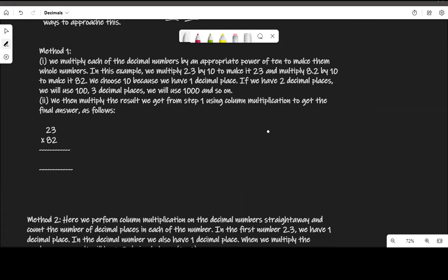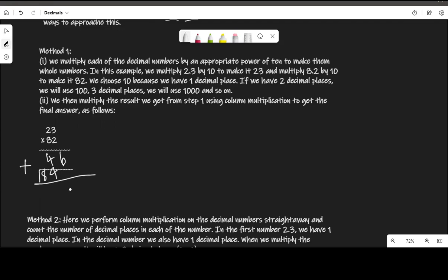So when we multiply 2.3 by 10, we have 23. When we multiply 8.2 by 10, we have 82. Then we can do the normal multiplication that we are used to on these numbers. For example, 2 times 3 is 6. And 2 times 2 is 4. 8 times 3 is 24. 8 times 2 is 16. 16 plus 2 is 18. Then we do addition to get the final result.